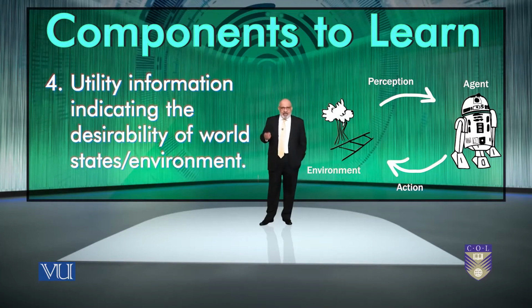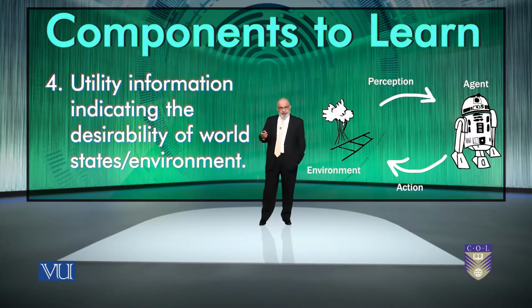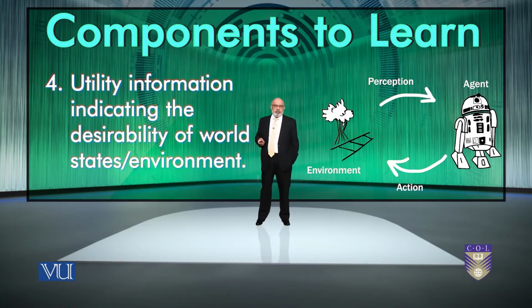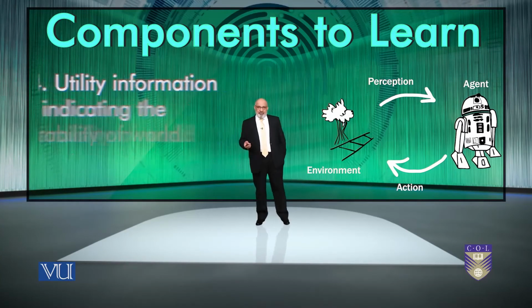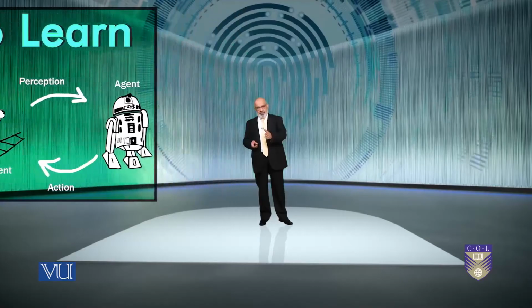Number 4, the utility information. This indicates the desirability of the world states or the environment, meaning the utility of the action that is performed, how important, how useful the environment perceives that result. We'll see that in a while. Number 5 is action value information, indicating the desirability of the action. Now, until now, what we've discussed is the action that you take and how good or bad those actions are. Remember that discussion we had on the chess game, for instance. So, you take an action and indicate the desirability of that action. How good is that action compared to another one that I can take. So, you need to have that information, action value.